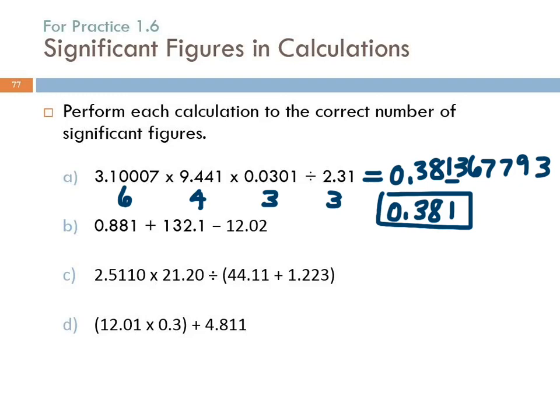Let's do this next one. 0.881 plus 132.1 minus 12.02. So the calculator says 120.961.